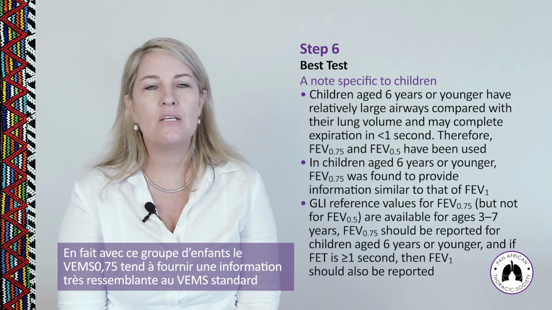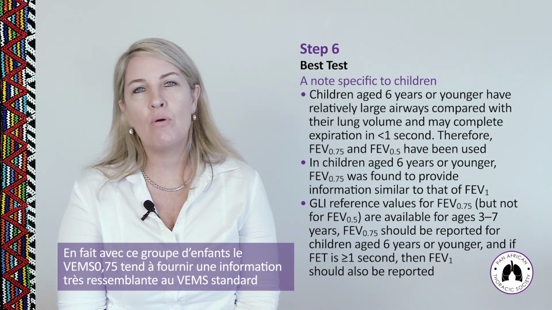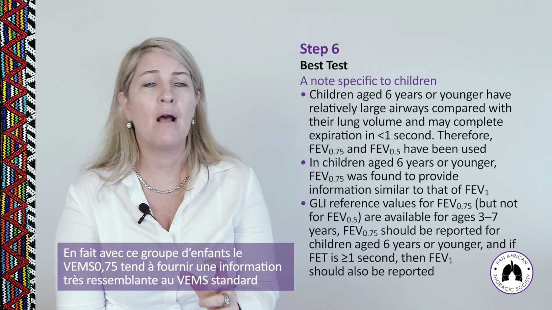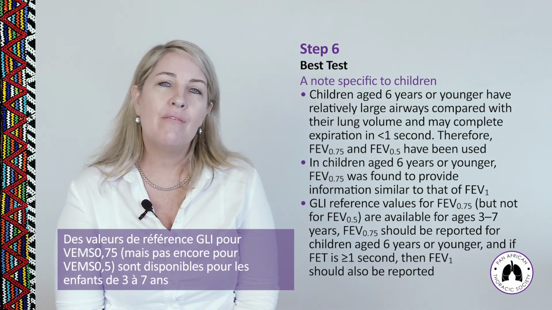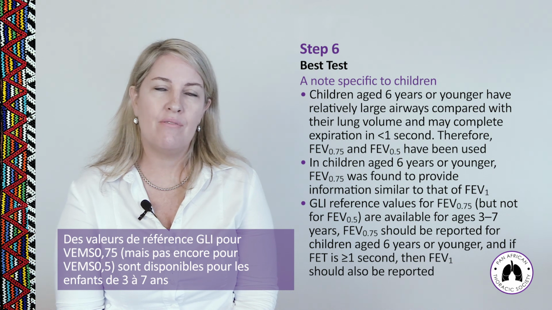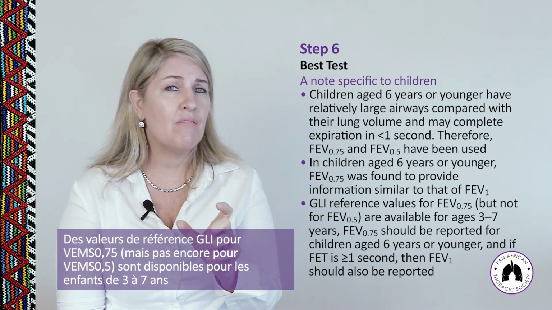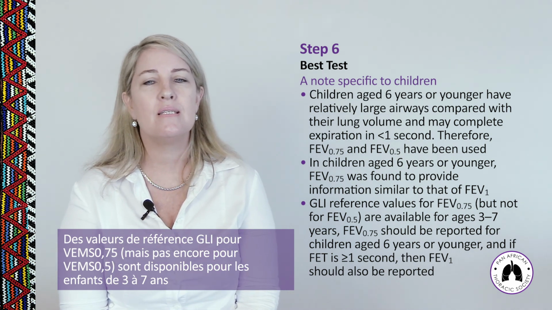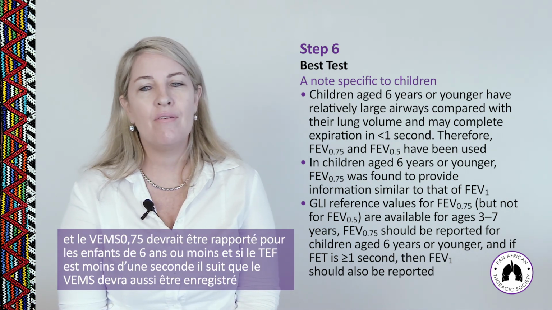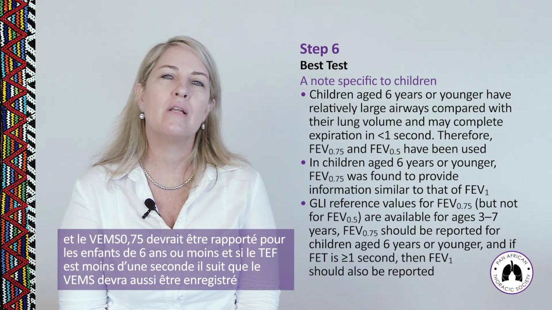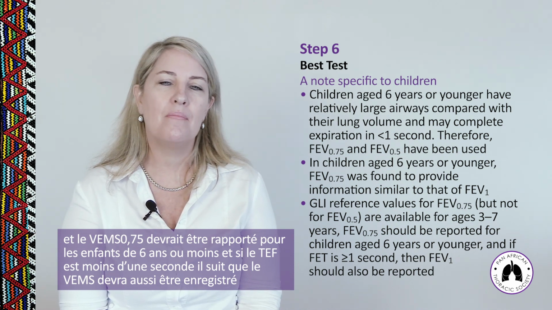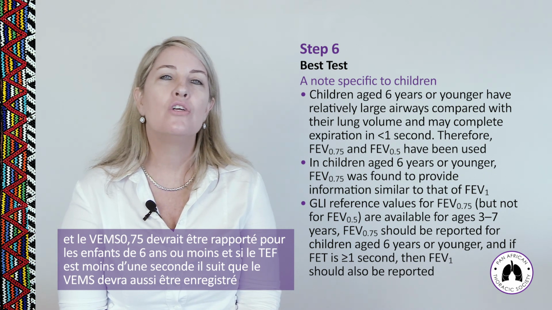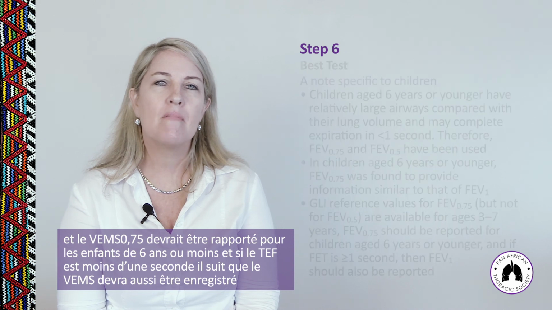So in children 6 years or younger, the FEV 0.75 has been found to provide information very similar to the FEV1. GLI reference values for FEV 0.75, but not yet for FEV 0.5, are available for children aged 3 to 7 years. The FEV 0.75 should be reported for children aged 6 years or younger, and if the FET is less than 1 second, then the FEV1 should also be reported.